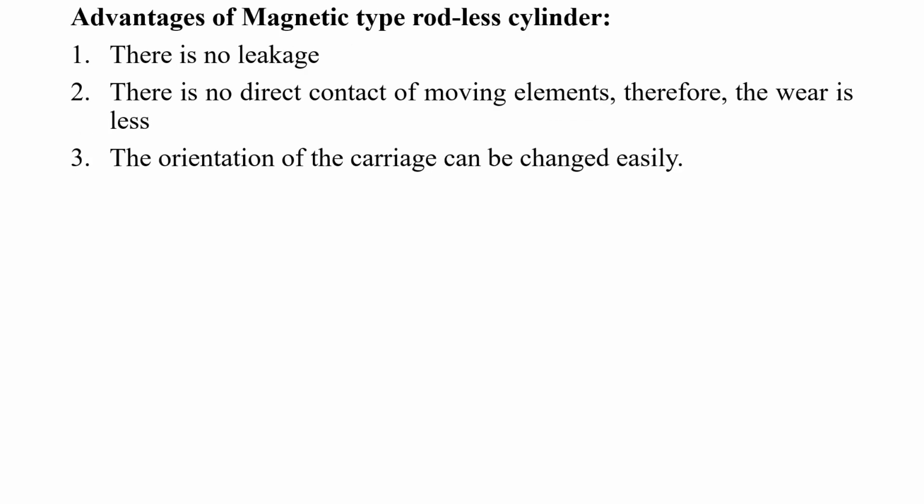Advantages of the magnetic type rodless cylinder. The first one is there is no leakage, because the ports connected to the air will not leak from the left end to the right end, or from the rod end to the piston end. There is no direct contact of moving elements, therefore the wear is very less. The orientation of the carriage can be changed easily depending on the application.